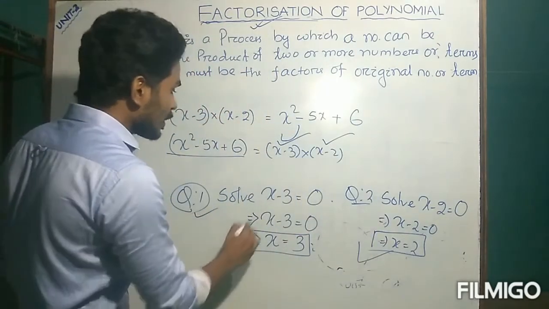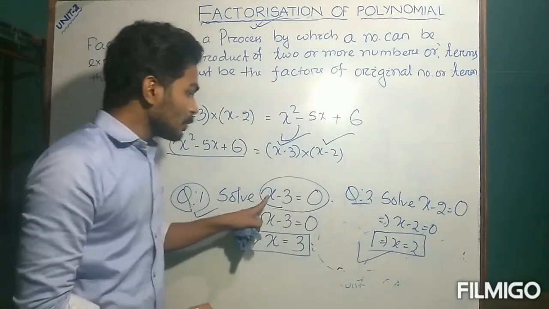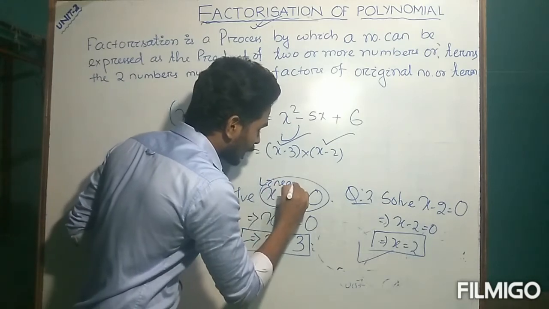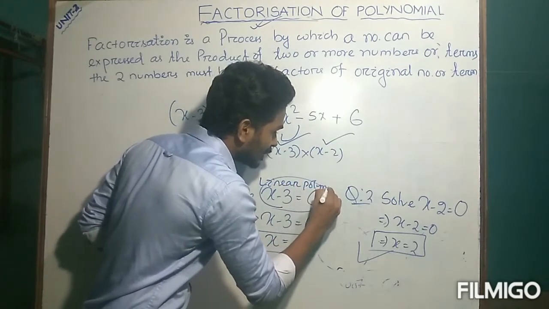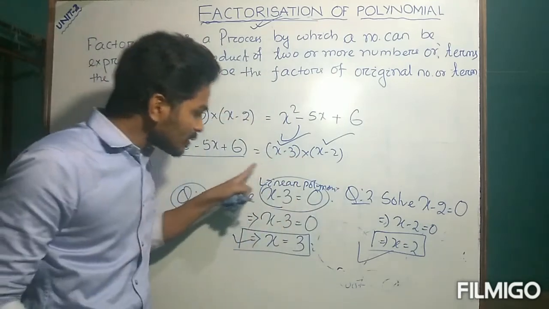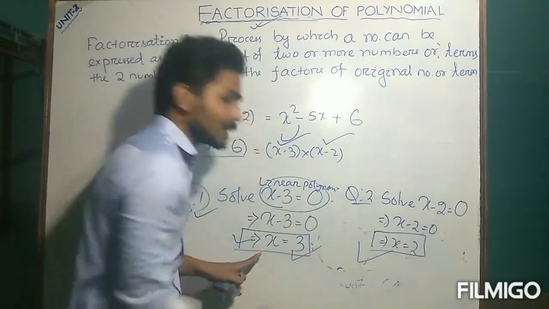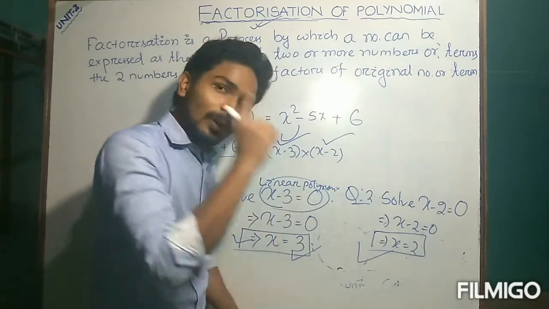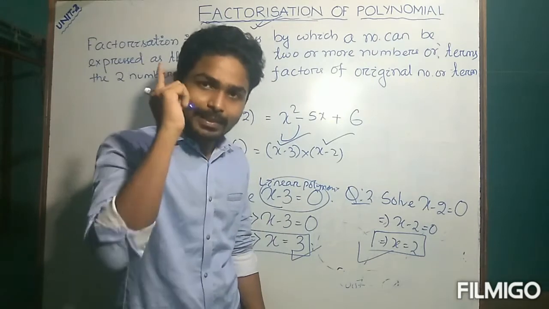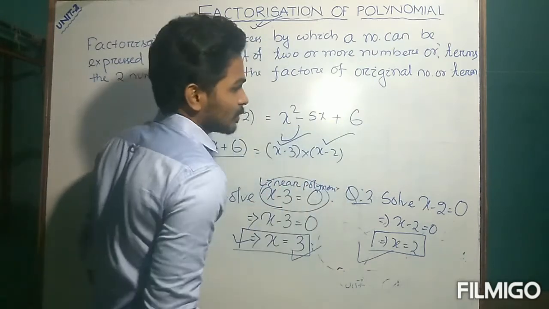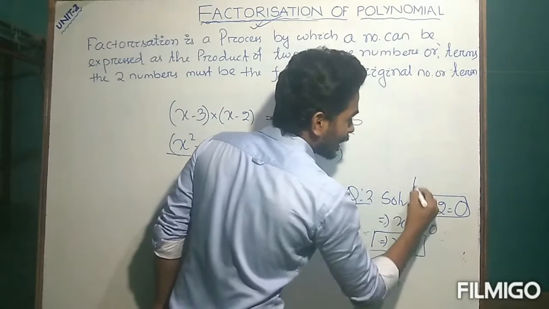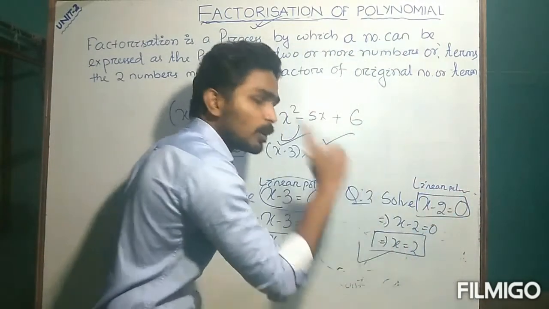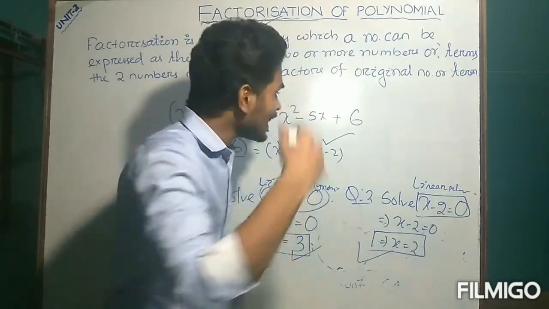In the first case we have a polynomial whose degree is 1, and it is a linear polynomial. After solving we get x = 3, only one value. This is a single value. In the second case also, this is a linear polynomial, and after the solution we get only one value of x. You can take any other example.